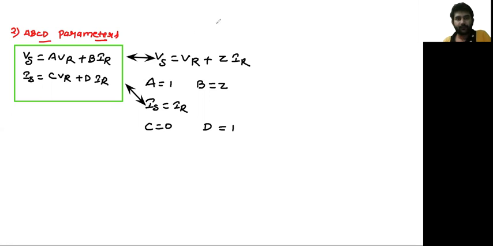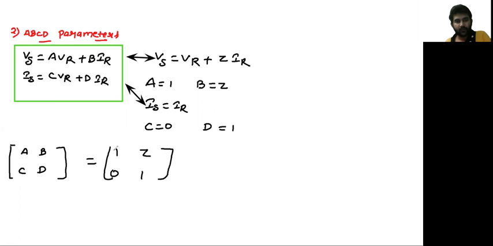Let me write the ABCD model. This is the ABCD matrix, putting in the values. So this is your ABCD model of the short transmission line, with A equal to 1, B equal to Z, C equal to 0, D equal to 1. You can see one important note: A is equal to D is equal to 1, and AD minus BC is also equal to 1.